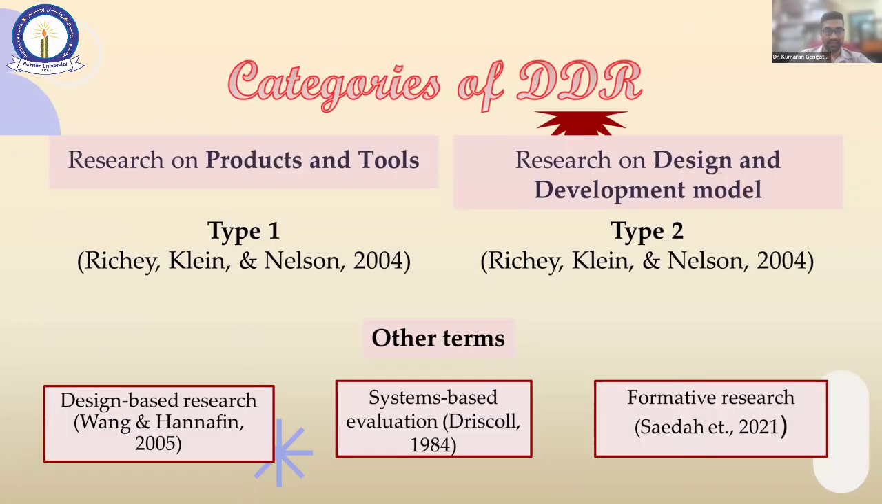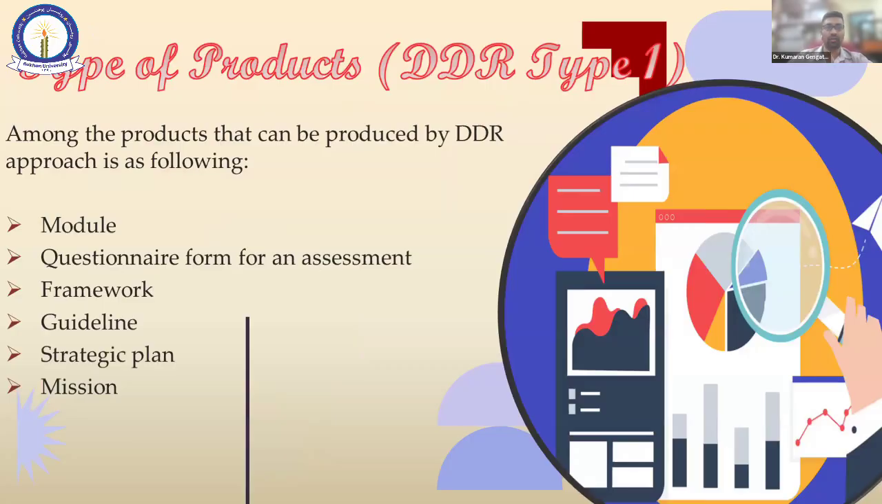Okay, so when I said type 1, product and tools, it consists of modules. We can create a module using DDR type 1. Not only module, but we can create the questionnaire, the framework, guideline, strategic plan, and mission. So when we are talking about this, type 1 is very suitable for the social sciences, where social science researchers will come up with an end product such as a module or a framework or guideline, everything.